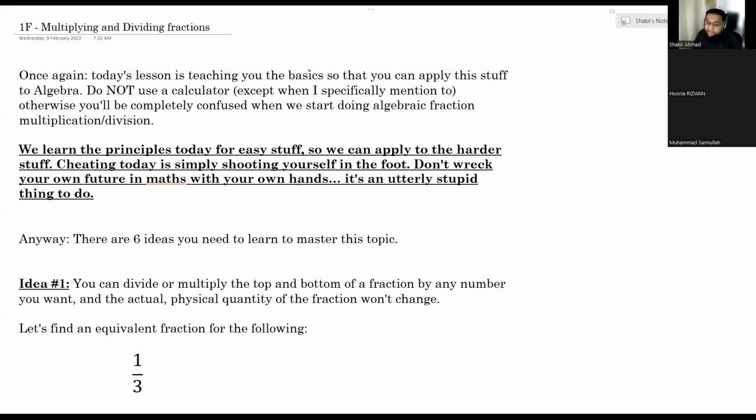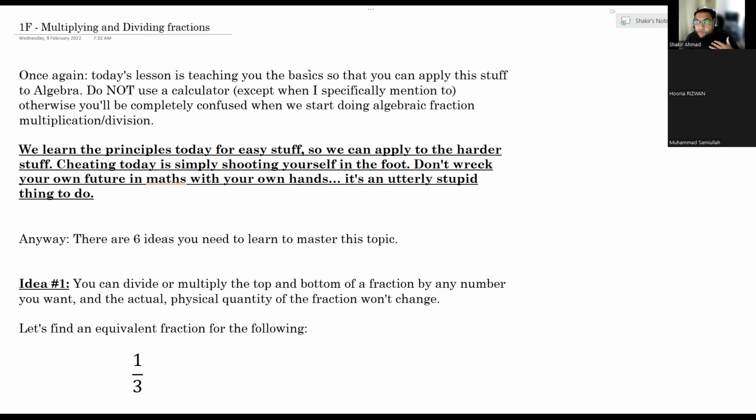despite having calculators and being allowed to use calculators in high school, the simple reason is we learn the basic procedure, the basic principles using the easy stuff like the numbers. So that when we get to algebra, where we can't use calculators, we can apply the same principles to algebra as well. So we're learning the principles, and I want you to avoid using a calculator for today's homework.